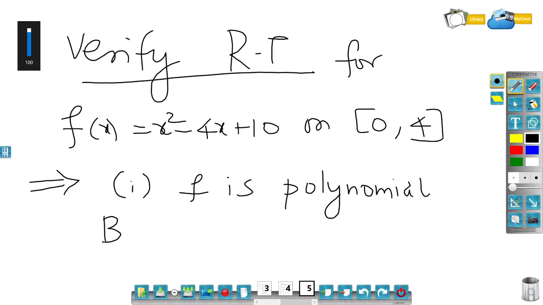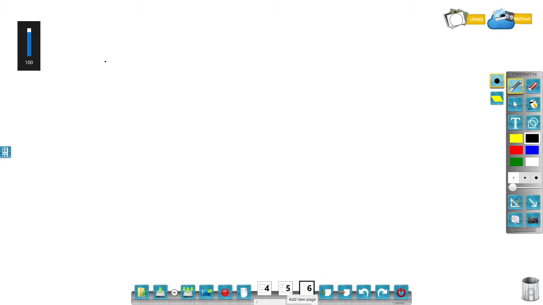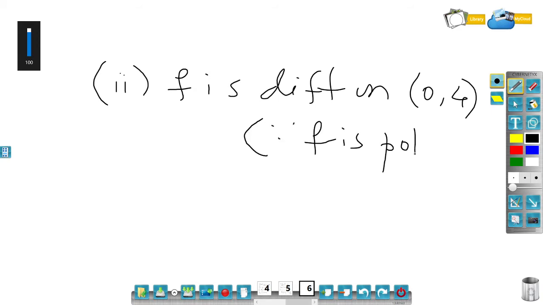So being a polynomial, it is continuous on the closed interval 0 comma 4. Similarly, for differentiability also, you can easily say that f is differentiable on the open interval 0 comma 4. The reason is again f is a polynomial. So being a polynomial, it is differentiable.